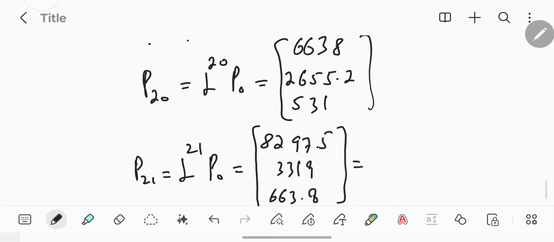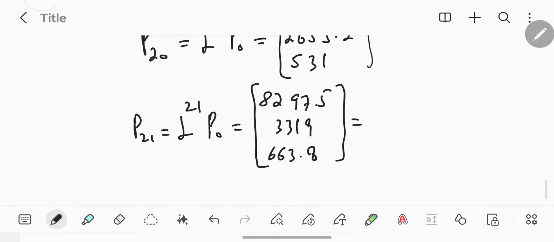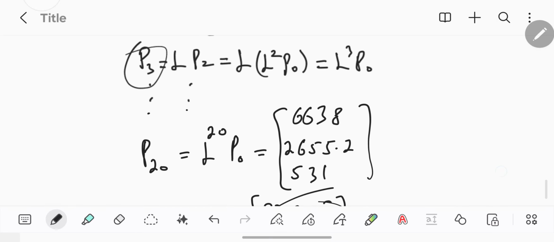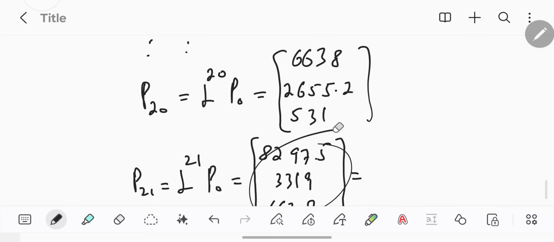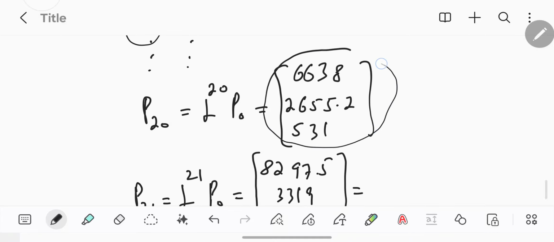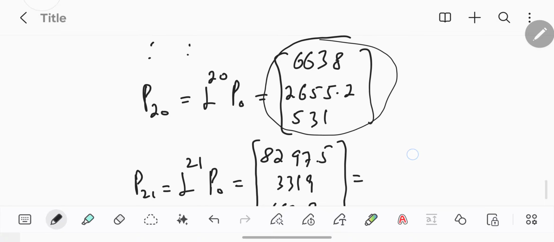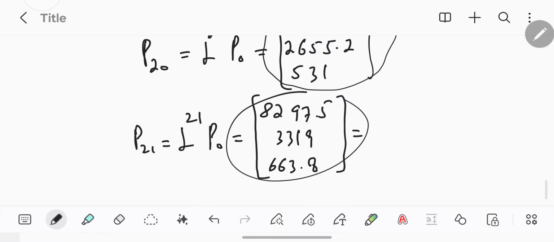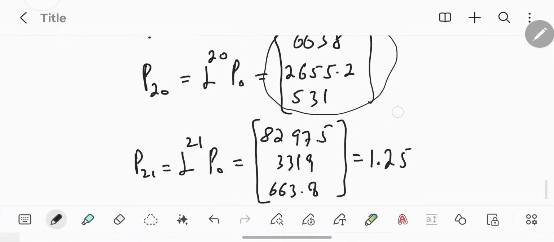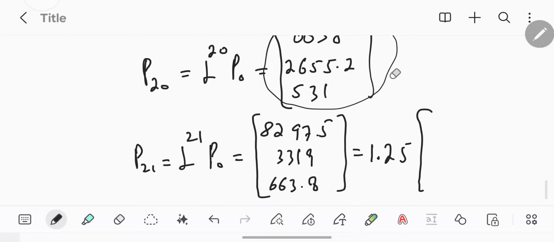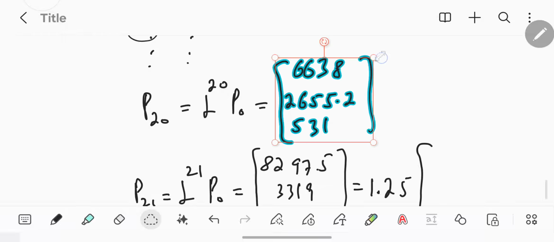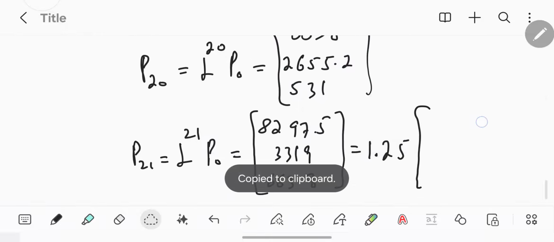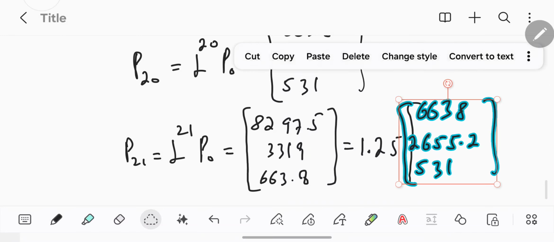If you compare this matrix with this matrix, you will check this matrix is 1.5 times bigger than this. In other words, if you multiply every entry of this matrix by 1.25, sorry, not 1.5, if you multiply each entry of this matrix by the number 1.25, you will get this matrix. So I can write this is equal to 1.25 times the previous matrix.